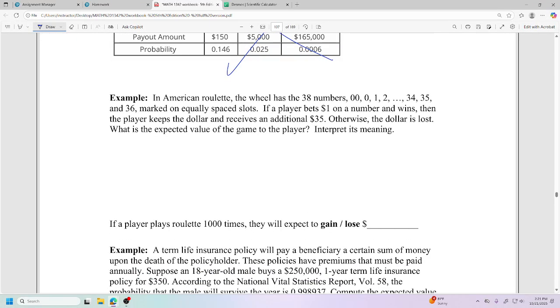So we have a roulette wheel, and that means 38 different numbers, and you can bet $1, and then you would keep your dollar, and you get an additional 35. But if you lose, they take your dollar away. What's the expected value? Whoa, whoa, whoa. What do they mean by expected value? What does that mean? Mean, average, exactly. What's the average dollars that you're going to make or lose in this game?